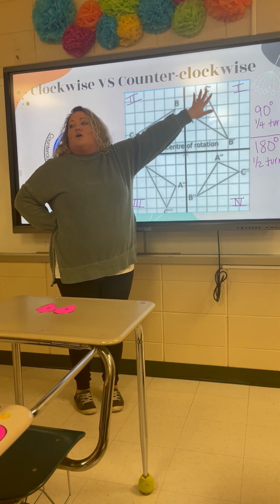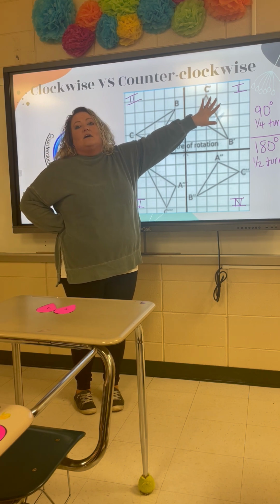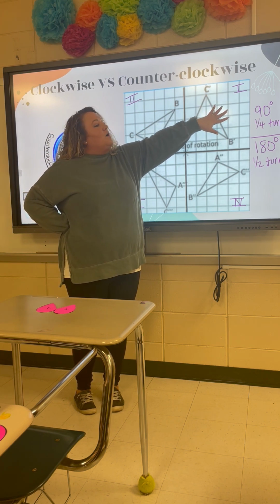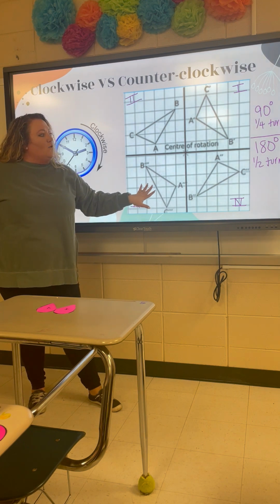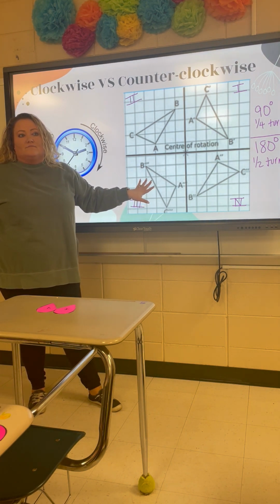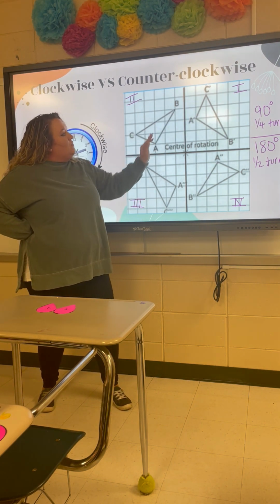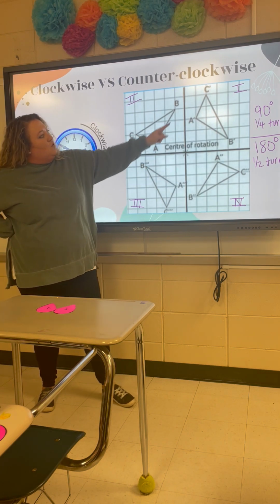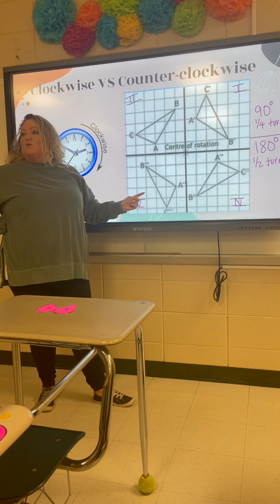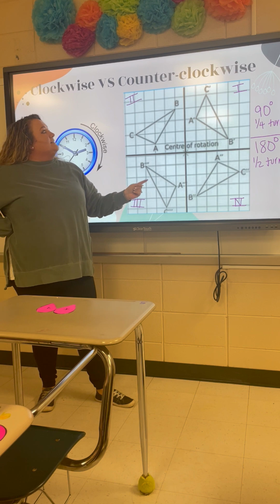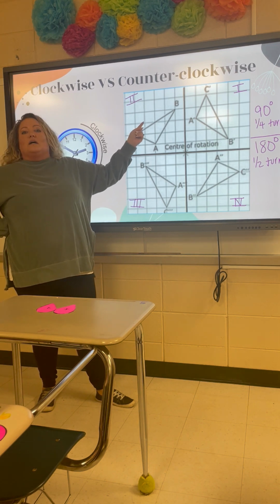If we start in quadrant 1 and we do a 180, your figure should end up in which quadrant? 3, all the way over here. It doesn't matter if you go counterclockwise or clockwise, you'll end up from quadrant 1 to quadrant 3. That is a 180.